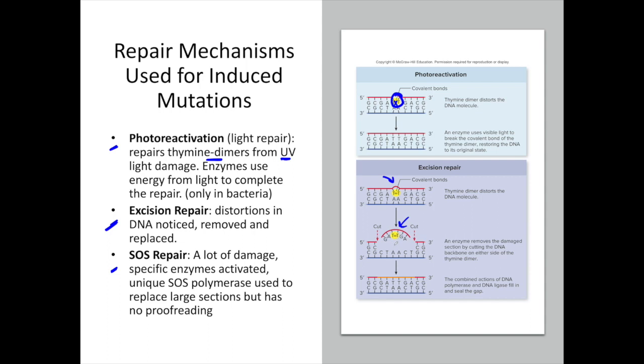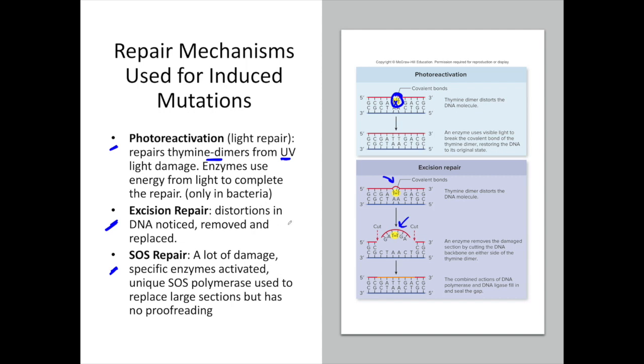Excision repair is a process that can also be used in spontaneous mutations. SOS repair is used when there's just massive amounts of damage. Oftentimes, long-term UV exposure can cause multiple mutations over multiple areas of the chromosome. And in SOS repair, there's a whole lot of damage going on. So it's an SOS polymerase. It's a specific enzyme that runs around and looks for large sections.